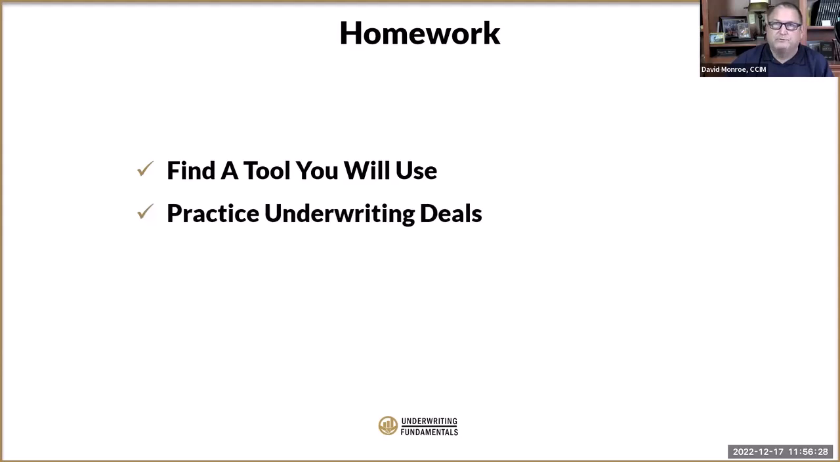Practice underwriting deals. If you can't find any on the market, just email me. I've got dozens of T12s sitting on my desktop I can send you, because I've saved every single deal I've ever underwritten. So if you just want some, let me know, I'll send them to you. You can practice. Keep in mind they're older, so they're definitely not going to work at today's numbers, or they'll look really good at today's numbers based on the purchase prices from the OMs. And then live by the fundamentals. It all boils down to the fundamentals.